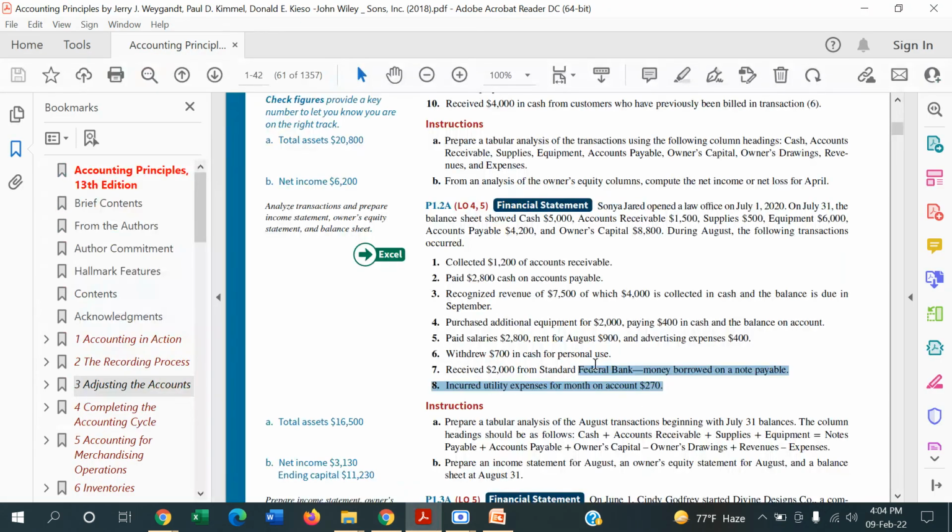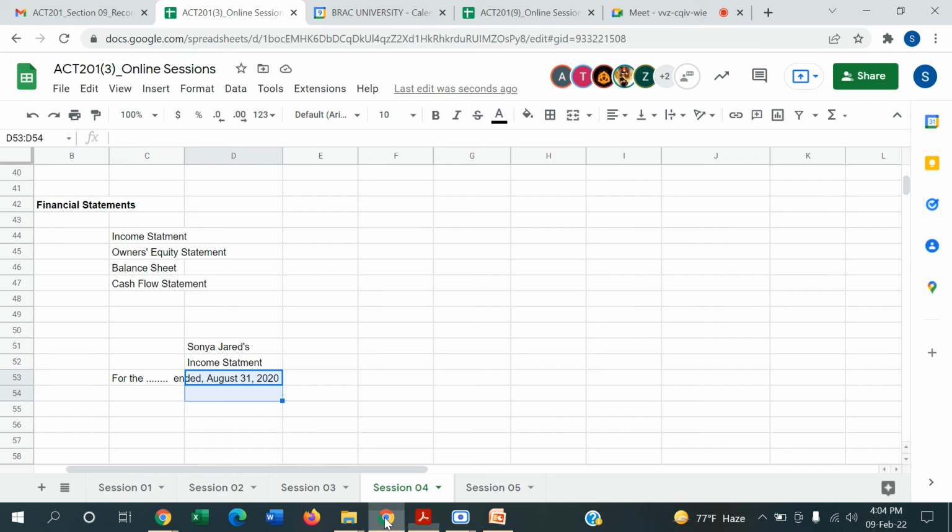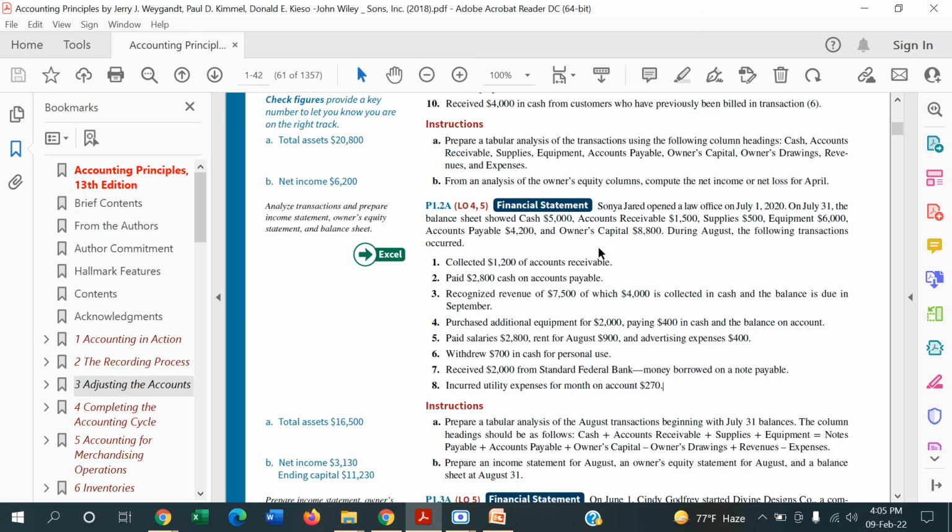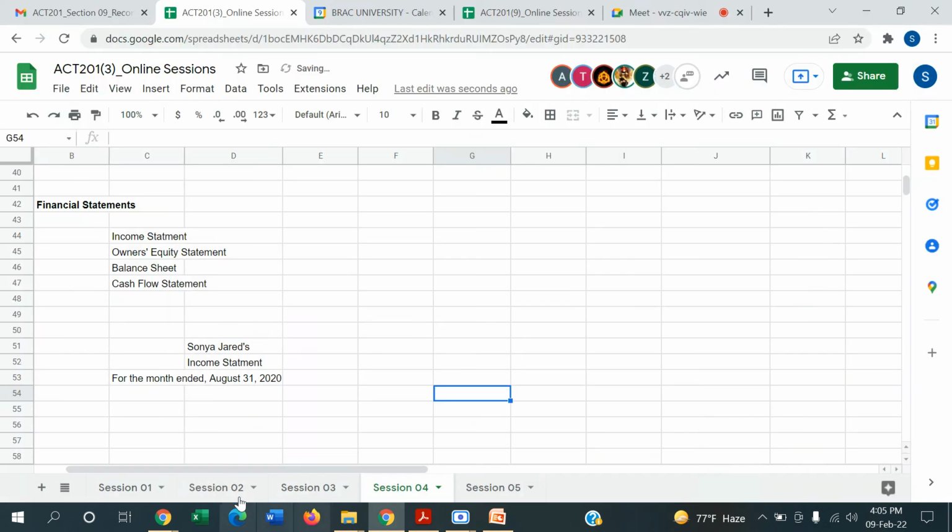So the information is given here. Is it for a month, for 6 months, 3 months, or a year? What do you think? Sir, a month. For a month. That's why we'll mention for the month ended. If the information is given for a year, we'll mention for the year ended. If it is given for 6 months, we'll mention for the 6 months ended. If it is given for 3 months, we'll mention for the 3 months ended or quarter ended, and the last date of the month when it has ended. According to this example, we are handling the August information, and the last date of August is 31st August. That's why we have mentioned August 31st, 2020. That's how the income statement will be prepared.